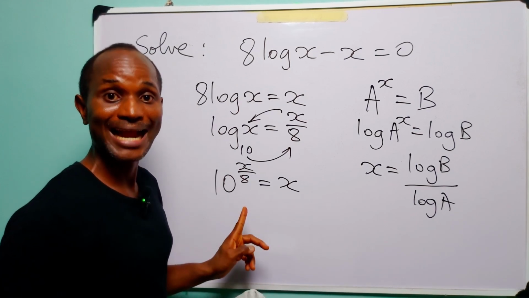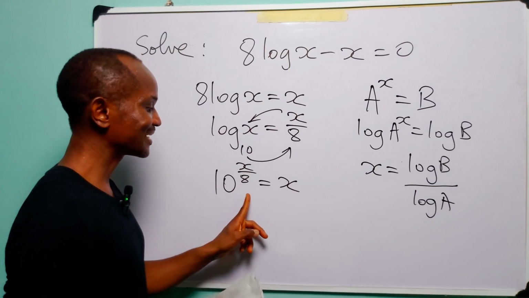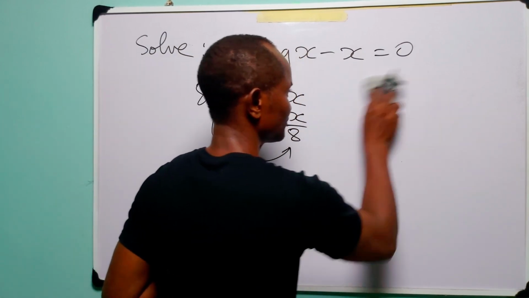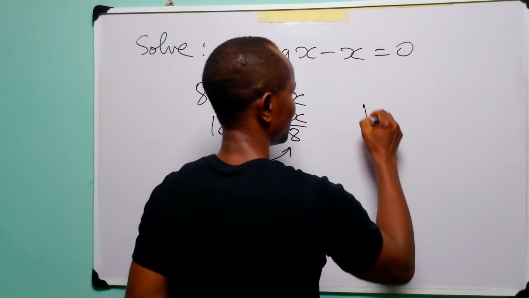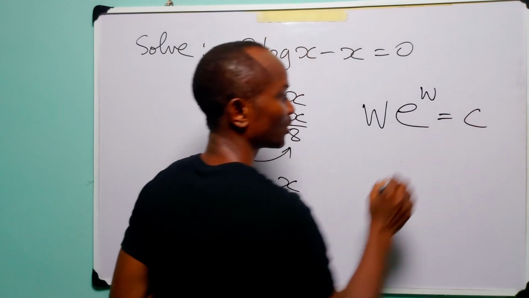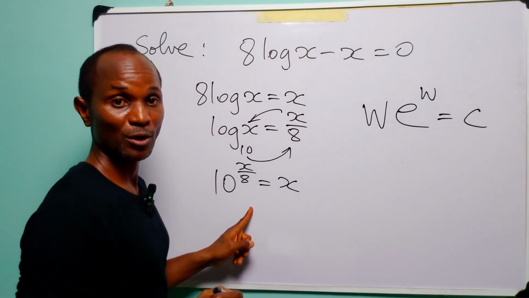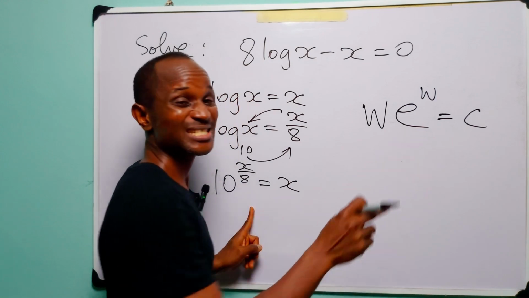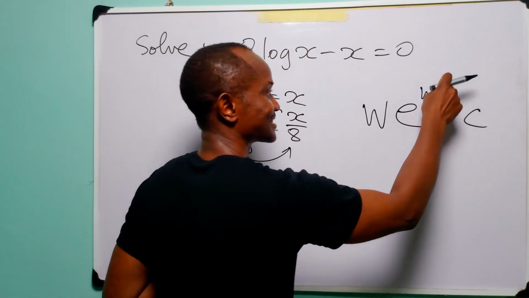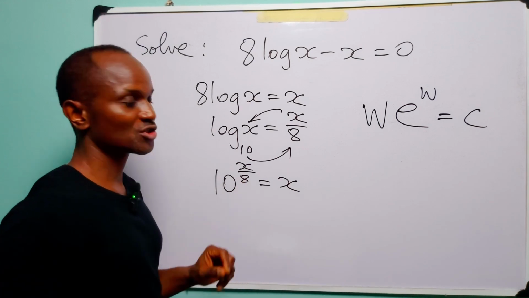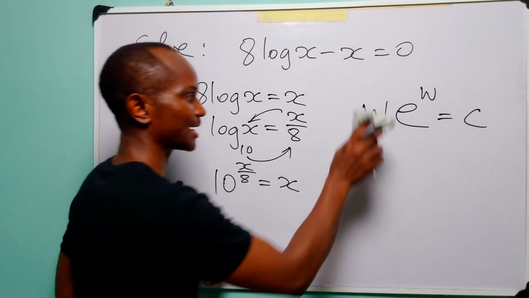But before we can apply that function, we must get this equation to look like w(e) raised to power w is equal to some real number c. That is, what you have before e must be the same thing as the exponent of e. Now let us solve this equation so that you can see what I mean.